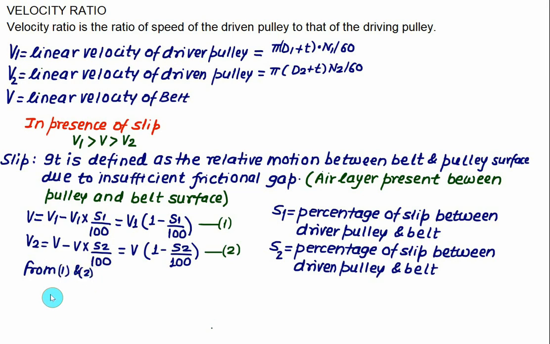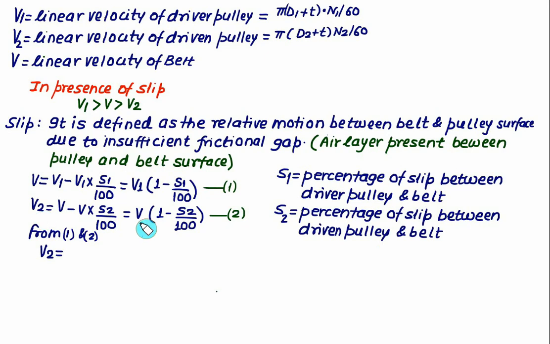From 1 and 2, we get V2 is equal to V, and V is equal to V1 into (1 minus S1 by 100), multiplied by this term, which is (1 minus S2 by 100). Actually the percentages S1 and S2 are very small values.